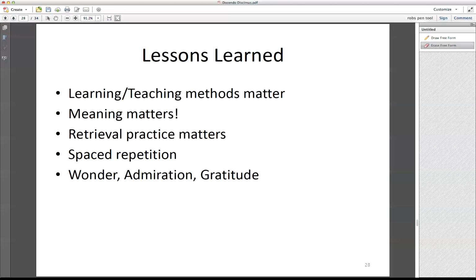Teaching lessons matter. Meaning matters. The learning and teaching methods matter. The context matters. The way that you practice trying to remember what you've been doing matters. It also matters that repetition or review is spaced in a particular way. You know, a lot of regular review helps make learning present rather than just one review at the end of a term. That's not as helpful. It's better to do ongoing, spaced review. You probably know that. And then, of course, wonder, admiration, and gratitude help to make things memorable.